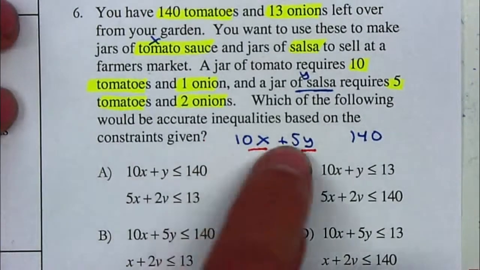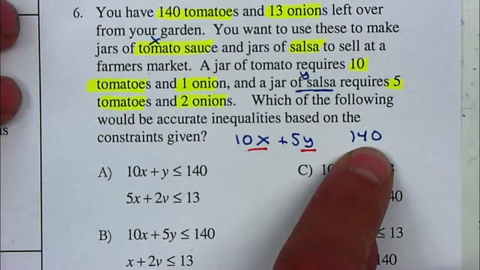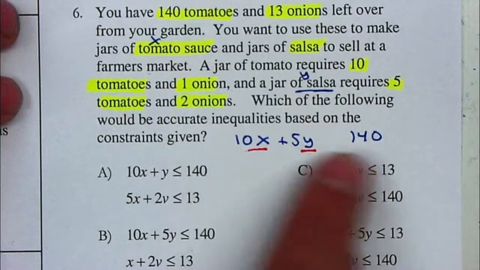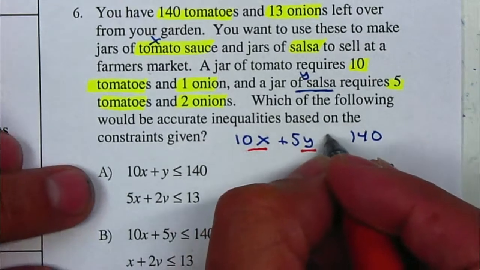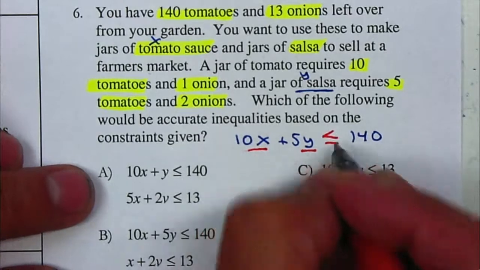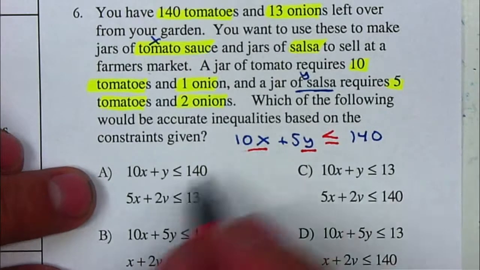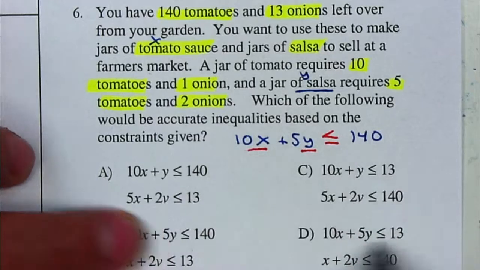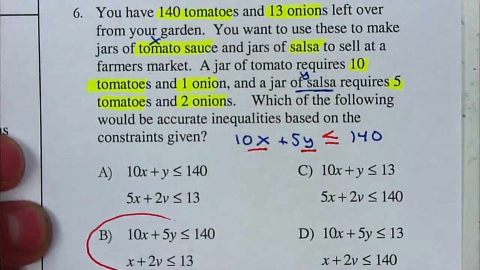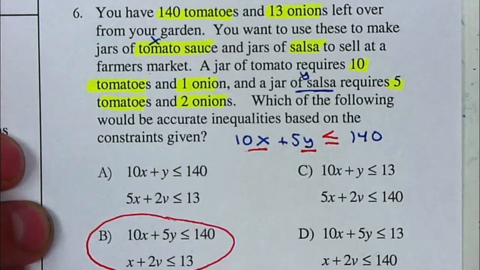Now, this is what you're making, and this is what you have. So what should be bigger, what you're making or what you have? In this case, what you are making should be less than or equal to. We have 10x plus 5y is less than or equal to 140, and that'll be your equation.